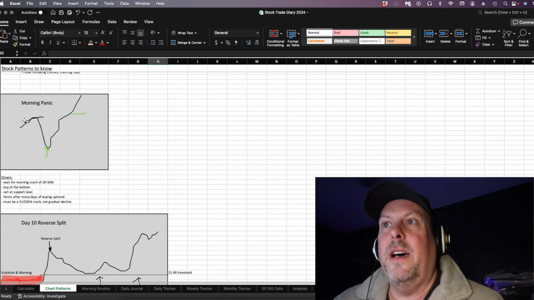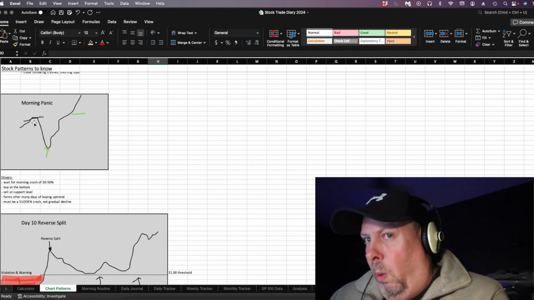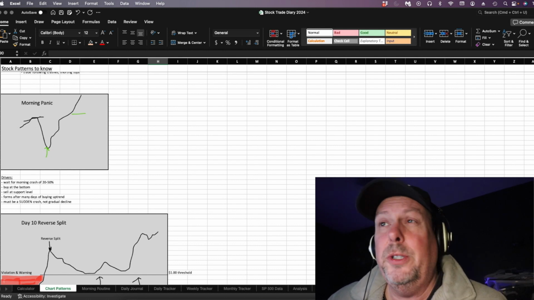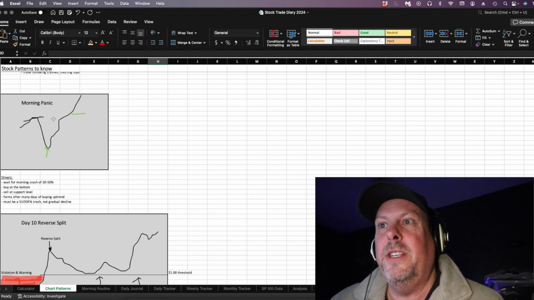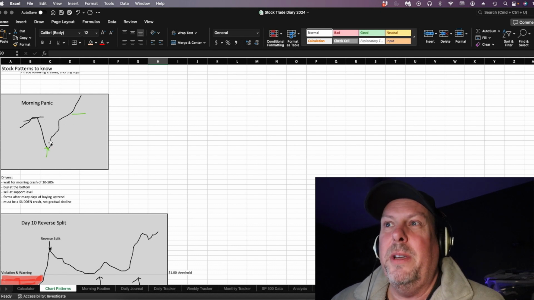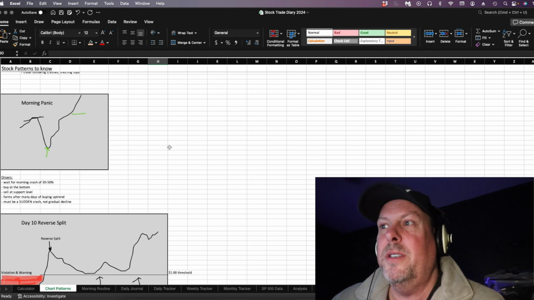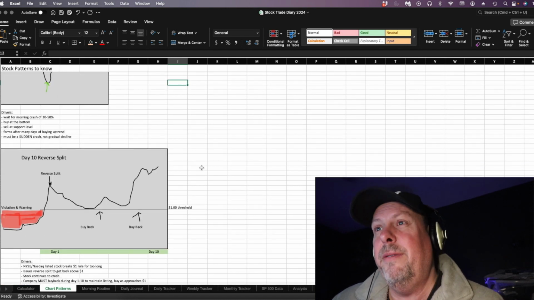Morning panic. This is where the stock's gone up for several days, usually on fluff news, and so it's going to crash. You want to buy at that dip and then sell right when it recovers. I would sell at 30%, but here it's 20 to 50%. I'm estimating 30% to be conservative.